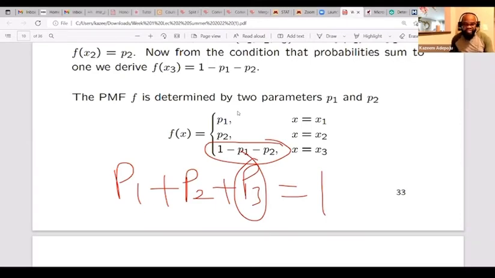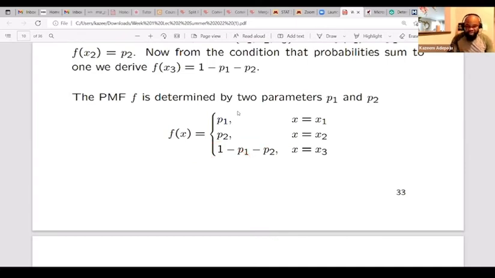Because we can express P3 in terms of P1 and P2 using the fact that the sum of the probabilities must be equal to 1. That's a very nice question.